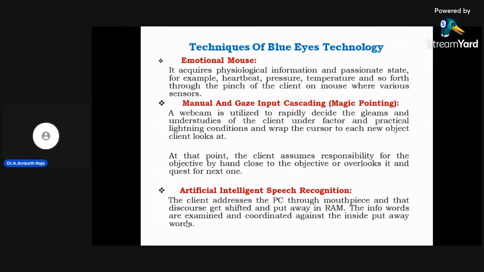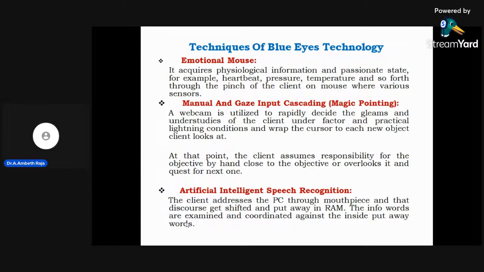Techniques of Blue Eyes Technology: emotion mouse, manual and gaze input cascading, that is MAGIC pointing, and artificial intelligence speech recognition. These are the three techniques of Blue Eyes Technology. The first one is the emotion mouse. It acquires physiological information and emotional state, for example heartbeat, pressure, temperature, and so forth, through the touch of the user on the mouse by various sensors.